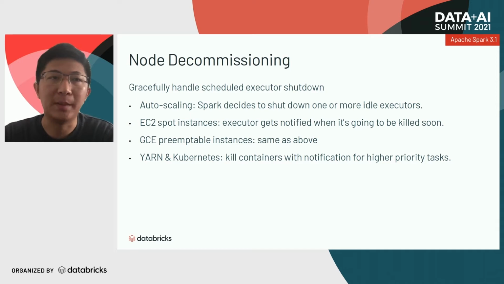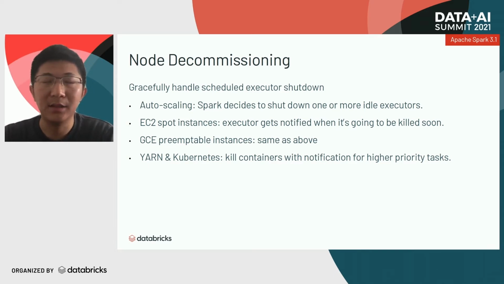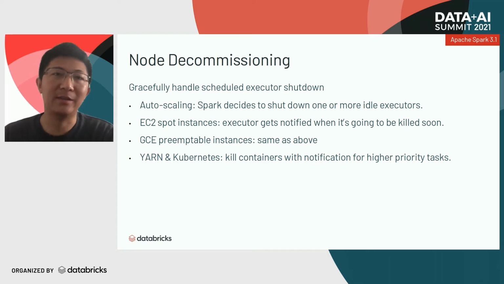And similarly, if you deploy Spark on Google Cloud, there is also GCE preemptible instance, and it has the same feature as above. It is very cheap, but the node can go away at any time. And if you deploy Spark on-prem using YARN or Kubernetes, they will also kill the containers with notification to make way for the higher priority tasks. So you will know that the container or the executor will be killed within a window like 1 minute, and so you can do something to make sure the shutdown will not have very large overhead.